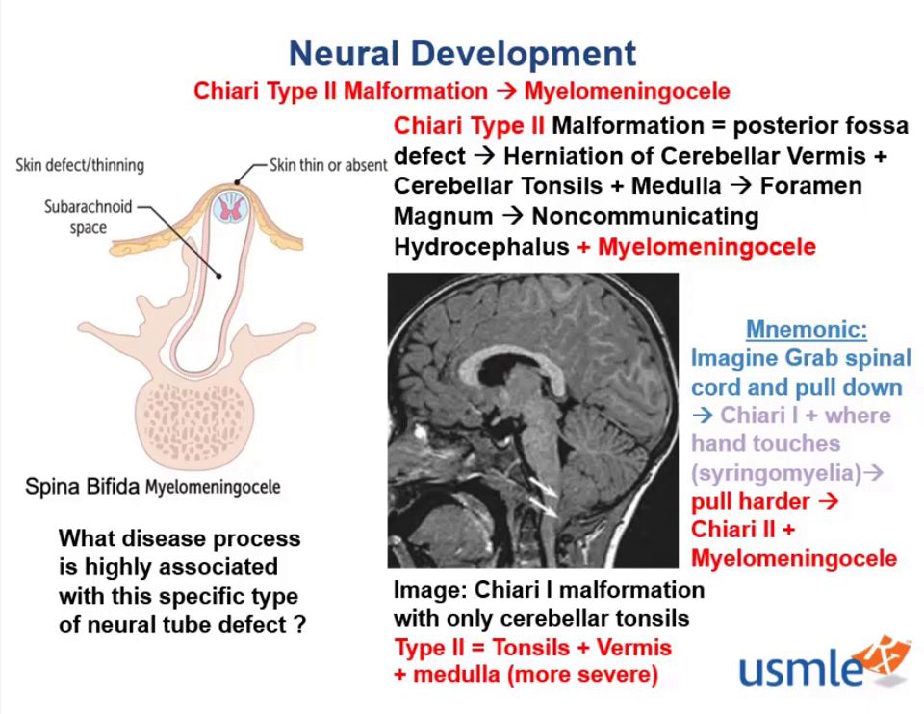Now, if you keep pulling harder and harder on that spinal cord, you would herniate not only the cerebellar tonsils, but also the cerebellar vermis and medulla through the foramen magnum, producing a Chiari type 2 malformation. And possibly, if you kept pulling and pulling on that spinal cord, you would herniate it through the posterior vertebral arch defect, producing a myelomeningocele, which is also associated with a type 2 Chiari malformation. This is just one way I try to keep the disorders straight in my mind and to remember their high-yield associations.